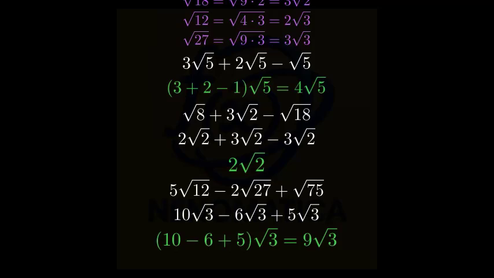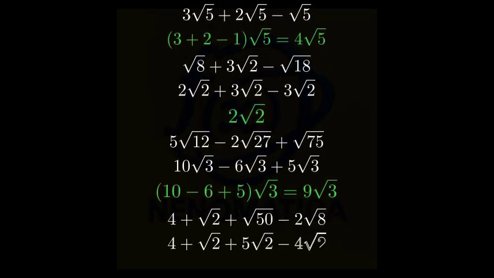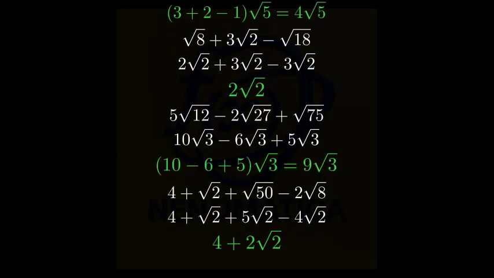Final example mixes radicals with plain numbers. 4 plus the square root of 2 plus the square root of 50 minus 2 times the square root of 8. Simplify radicals. 4 plus 1 root 2 plus 5 root 2 minus 4 root 2. Combine like radicals and keep the constant. That is 4 plus 2 root 2.